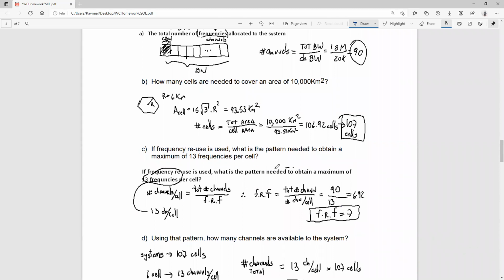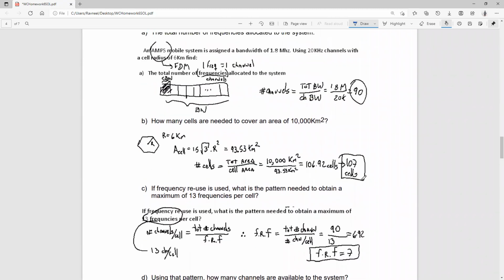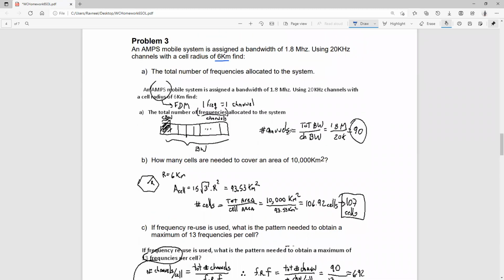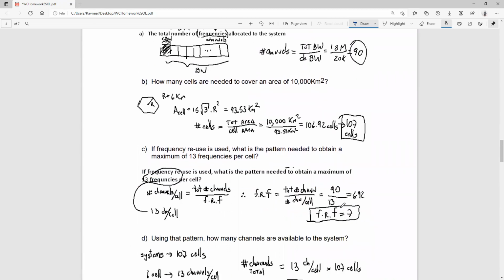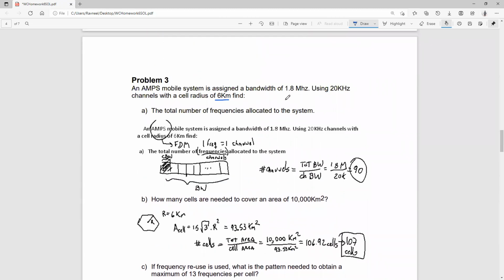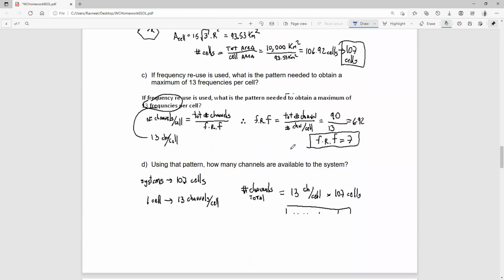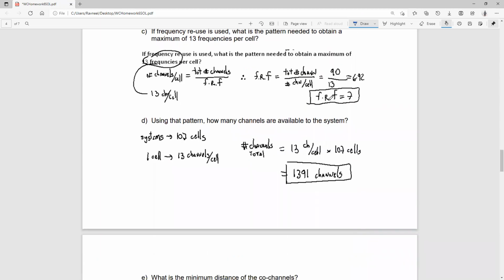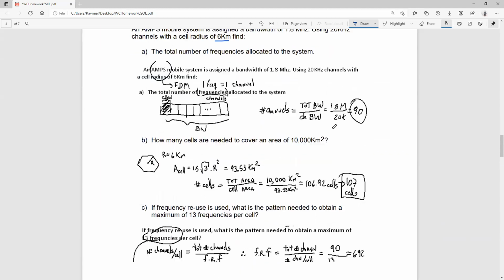Let's say there will be 7 cells covering this amount of bandwidth. So this forms a cluster. So we need 7 cells forming a cluster to cover the same amount of bandwidth, or 1.8 megahertz, whereby each cell covers 13 frequencies or 13 channels during frequency reuse. So the frequency reuse factor is equal to 7, or basically the number of cells in a cluster.